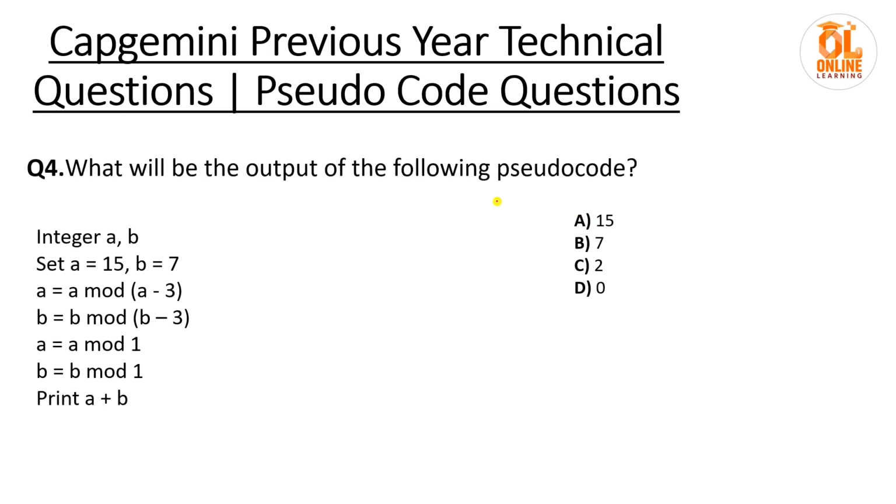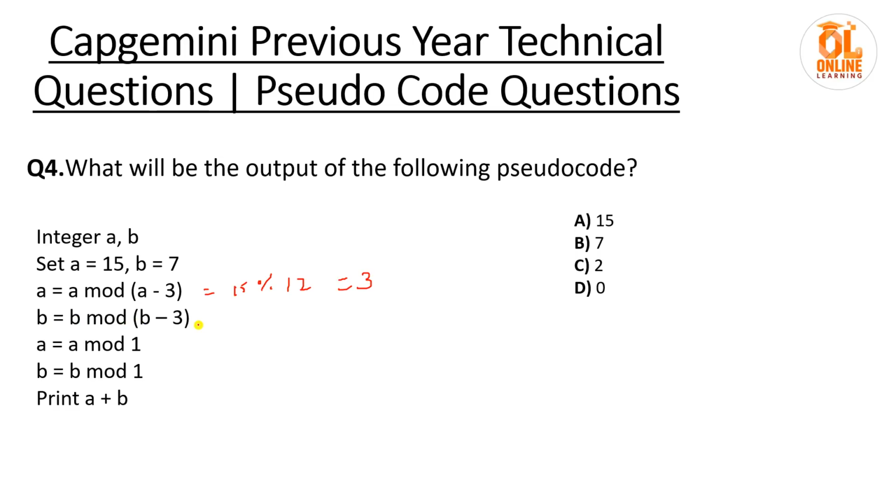Coming to the next question. What will be the output of the following pseudocode? It is a, b. Set a equal to 15, b equal to 7, a equal to a mod (a minus 3). A mod (a minus 3) means a is 15 mod (a minus 3), 15 mod 12. 15 mod 12 is 3.